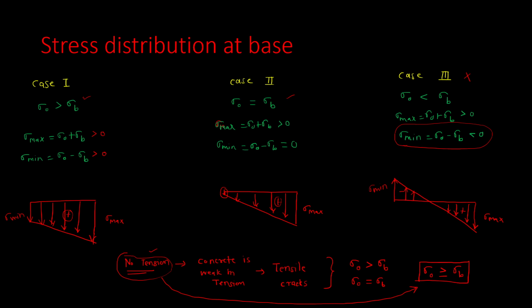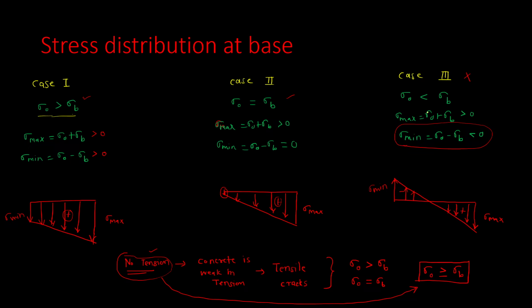To understand what is no tension condition, first we'll have to revise the concept of stress distribution at base. In the previous video of stress distribution at base, we have seen three conditions or three cases. In the first case, sigma 0 was greater than sigma b. That means the direct stress was greater than bending stress. So in this case, both the maximum and minimum stresses at the base are positive. Similarly, in case 2 also, both were positive.